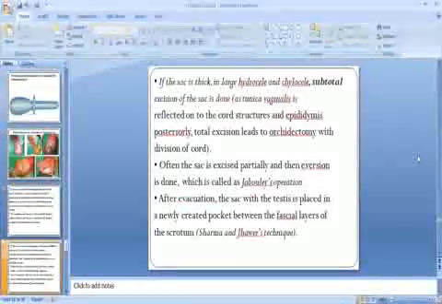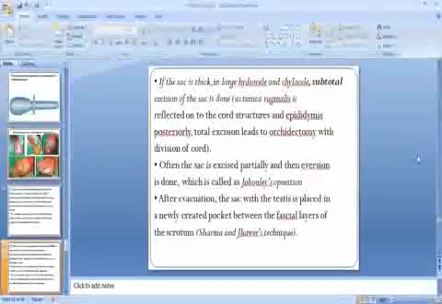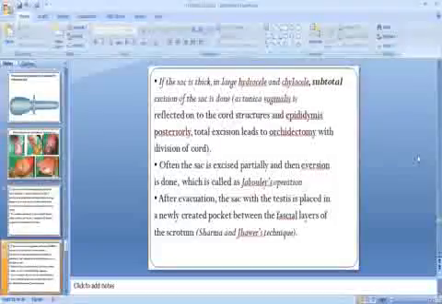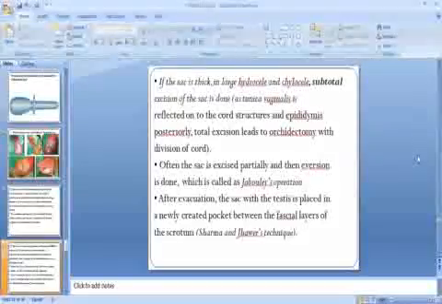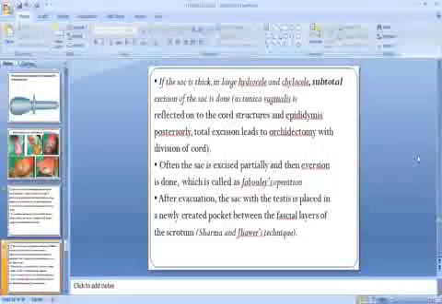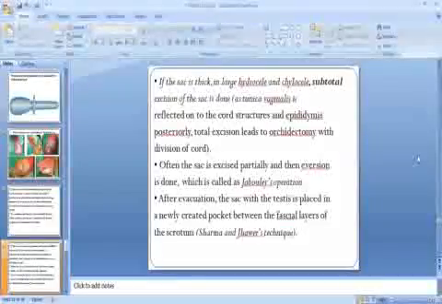If the sac is thick, or a large hydrocele or chylocele, subtotal excision of the sac is done, as the tunica vaginalis is reflected on the lower spermatic cord and epididymis posteriorly. Total excision leads to orchidectomy with division of cord. Often the sac is excised partially and then eversion is done, which is called Jaboulay operation. After evacuation, the sac with the testis is placed in a newly created pocket between the fascial layers of the scrotum, the Sir Ashley Cooper or Bergmann technique.